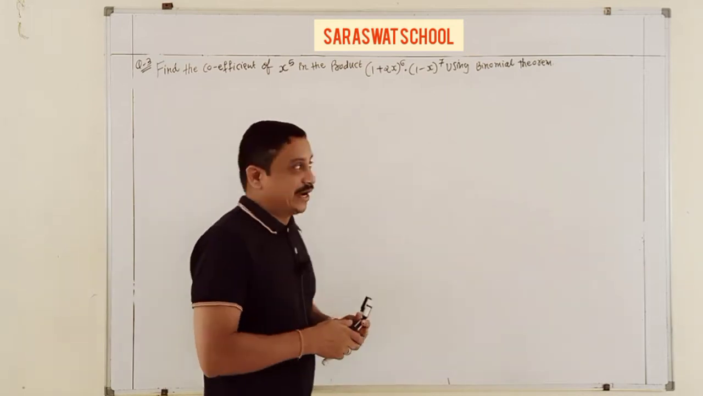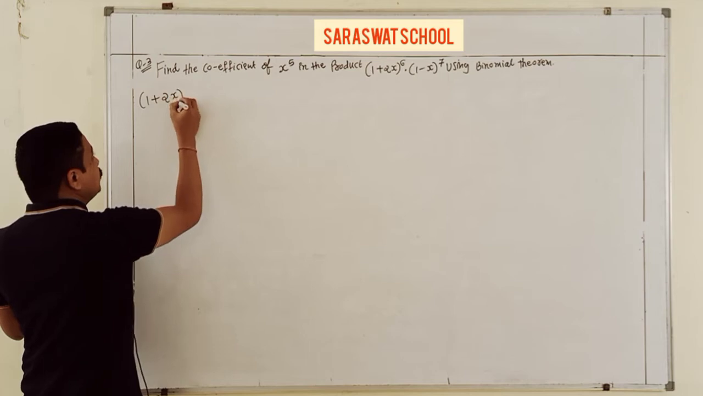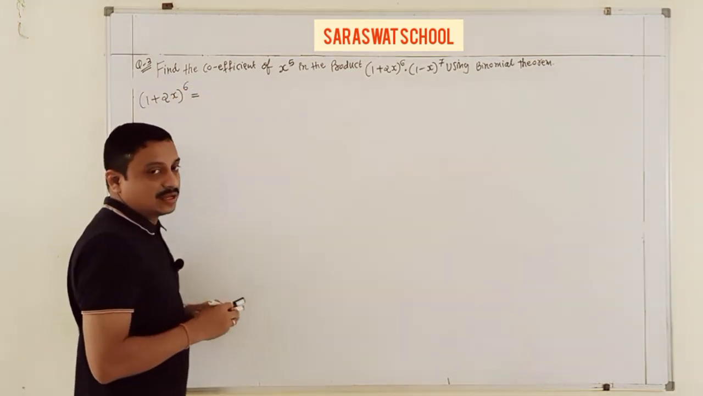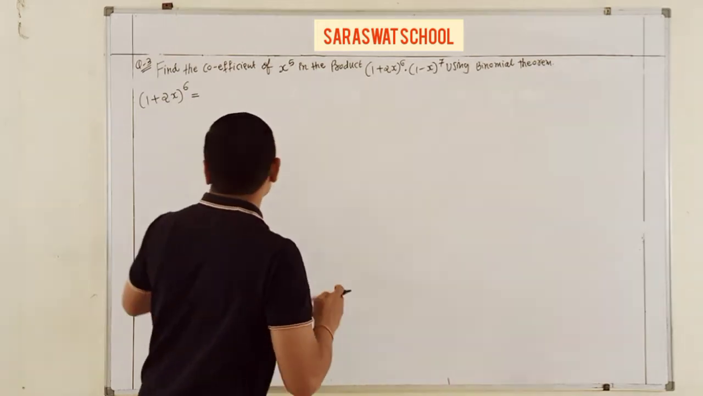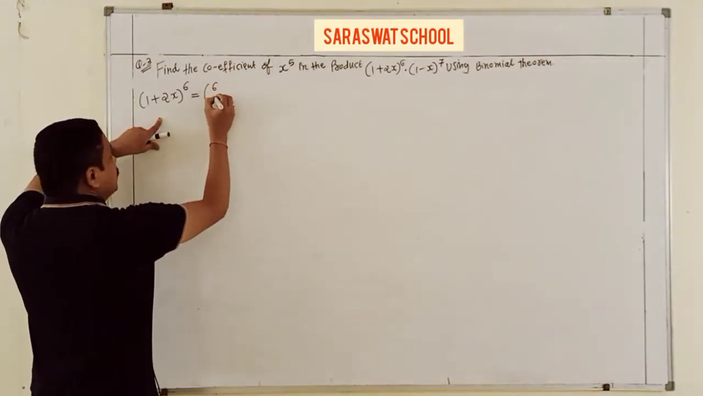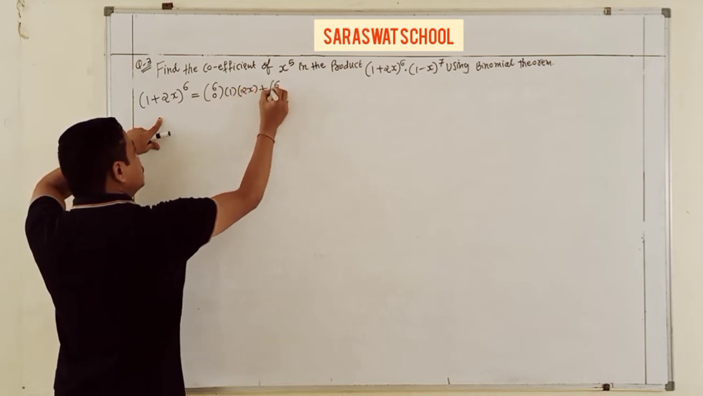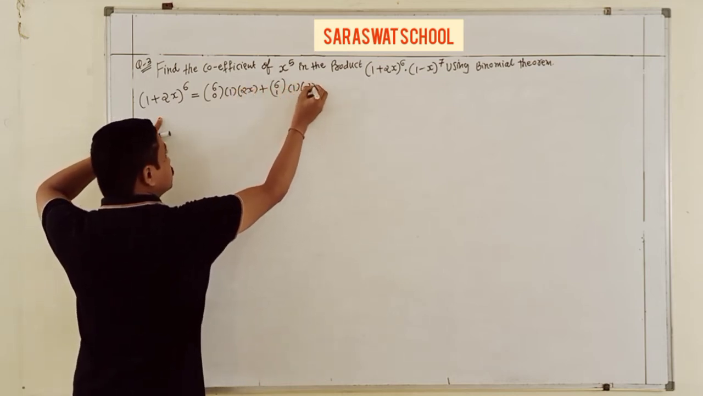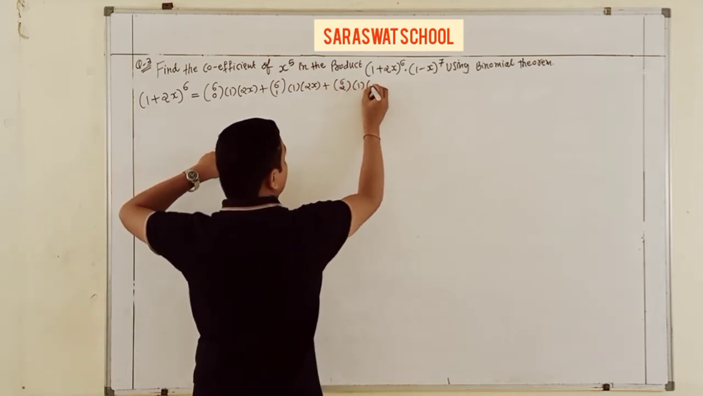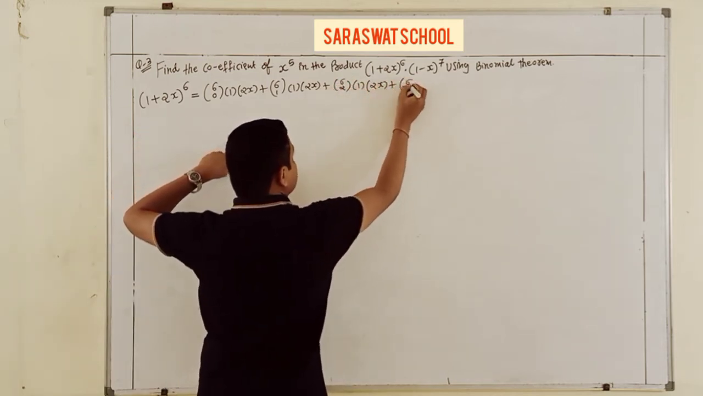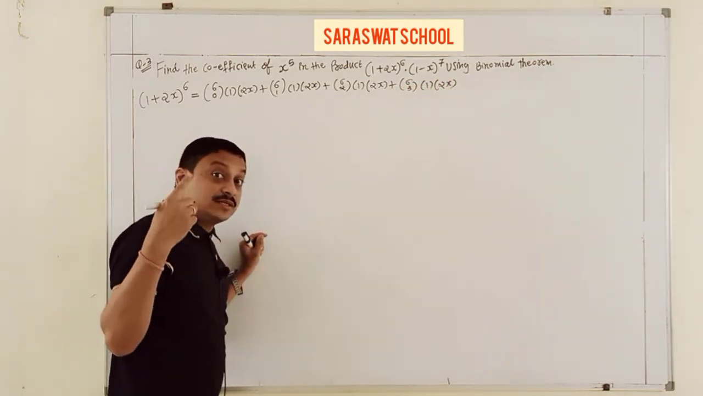Coefficient of x raised to 5. First of all, I start with the solution of 1 plus 2x raised to 6 by the method of binomial expansion. So first 6C0, 6C1, 6C2, 6C3 till up to 6C6, right?